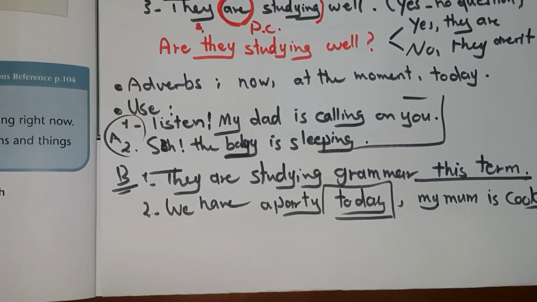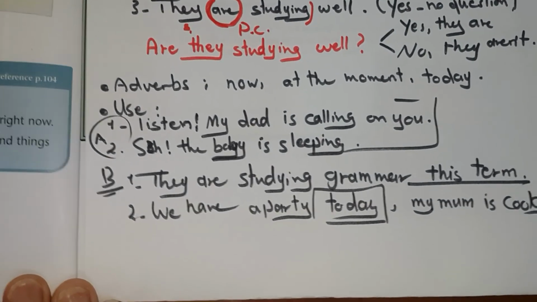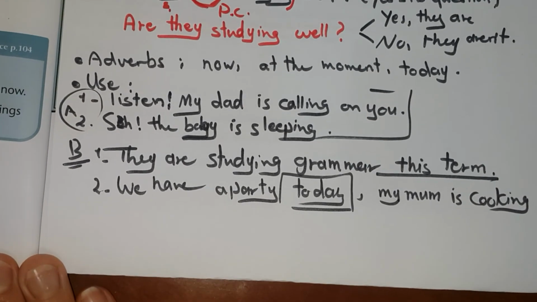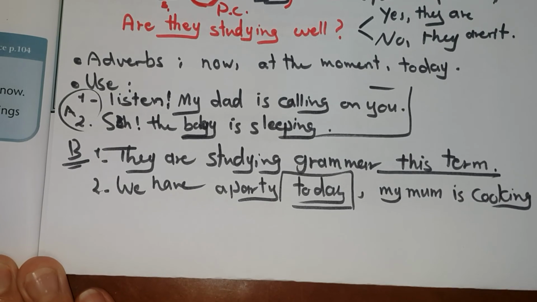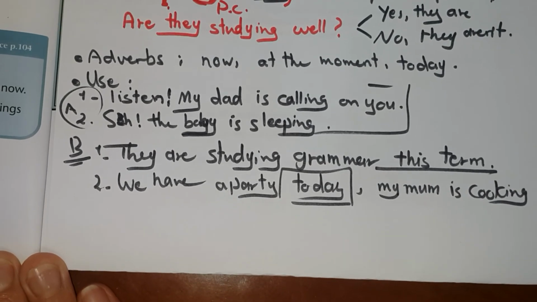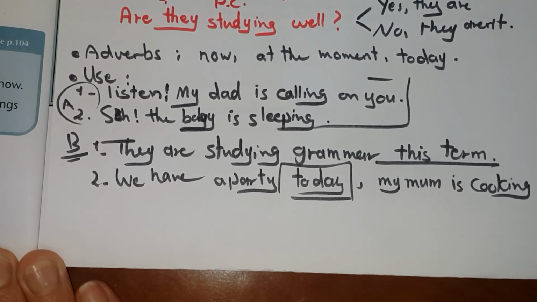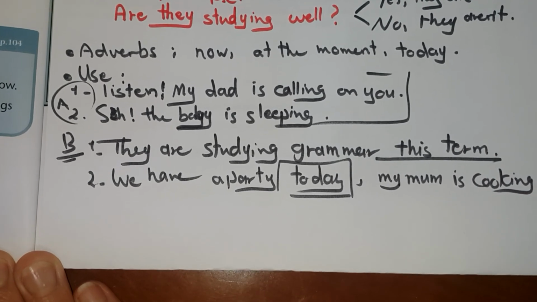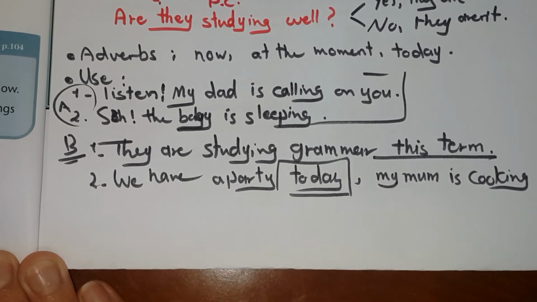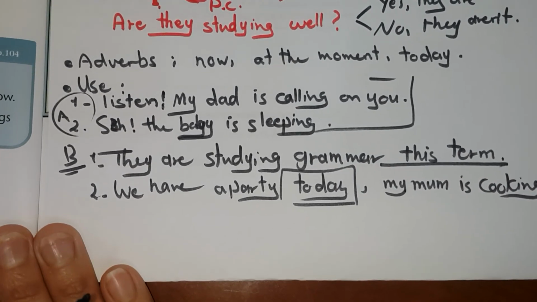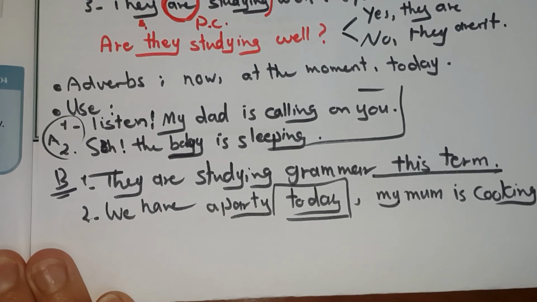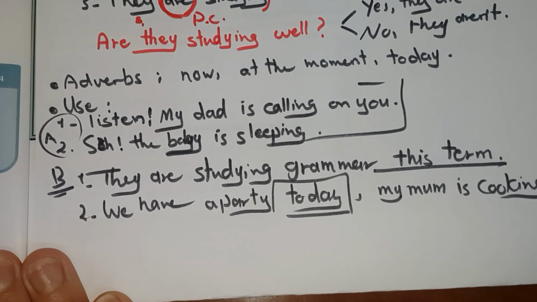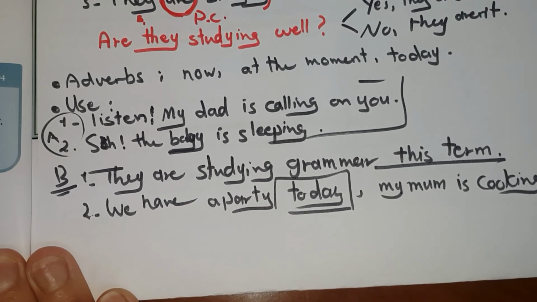Okay? Now I want you to go to your student books and open it on page 104 and try to study the grammar reference that is related to these topics. After that, I want you to go to your activity books and answer exercise C on page 2 and exercise D on page 3.